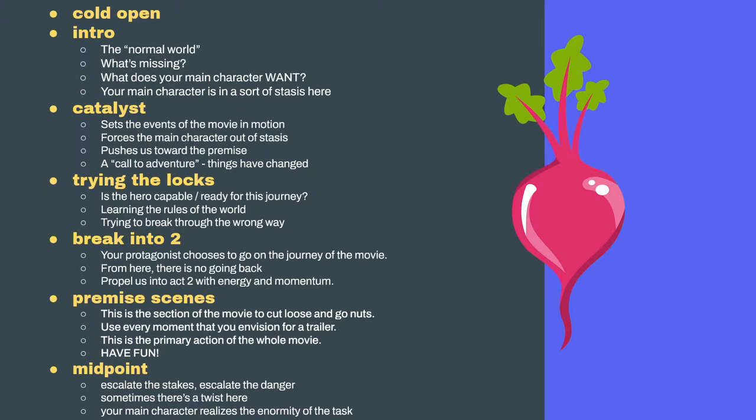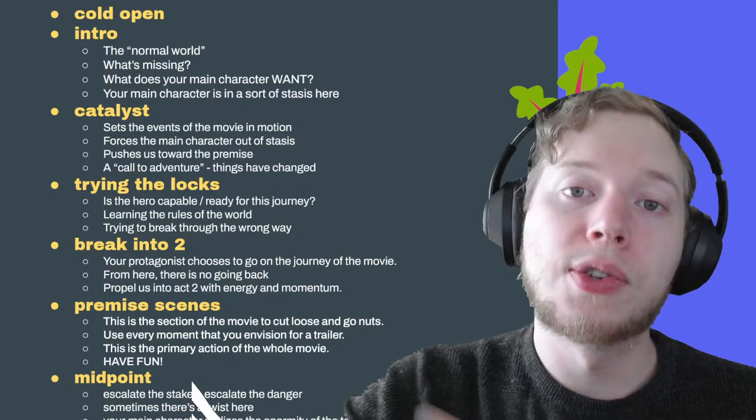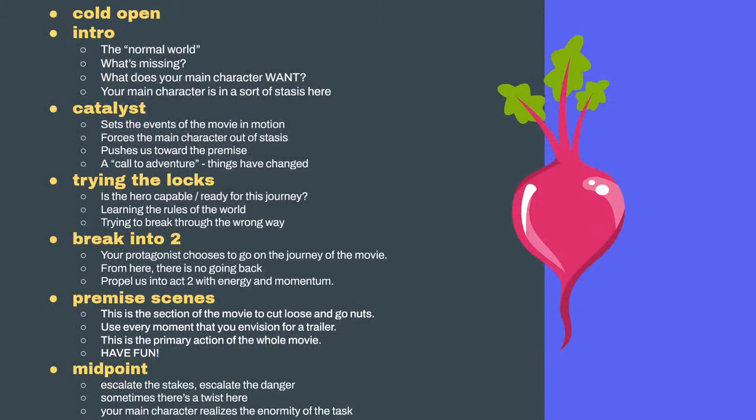The midpoint is going to, in hour-long structure, be a really nice end of your Act 3. But that's going to be an escalation of stakes and escalation of danger. Sometimes it can be a twist, like maybe if in the first half of the episode we were trying to catch a criminal, the midpoint might be we realize we got the wrong guy, the killer's still out there, or something along those lines. It looks like my slide is a little misaligned there. Okay.